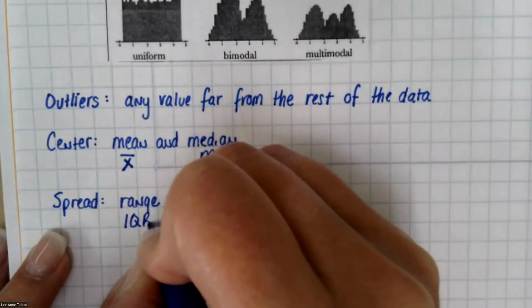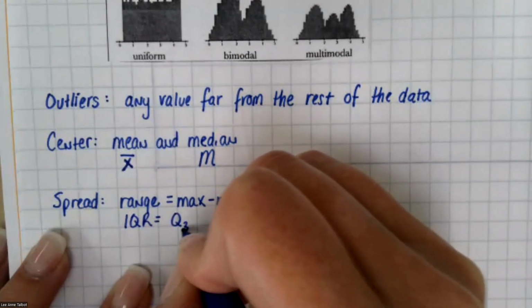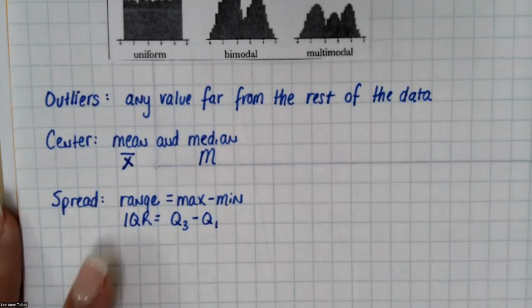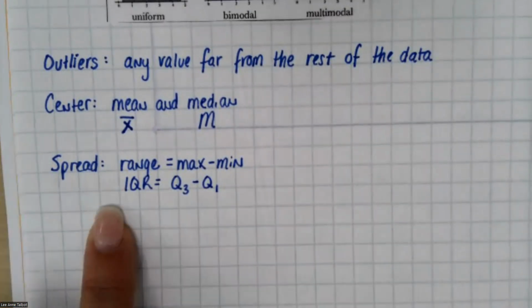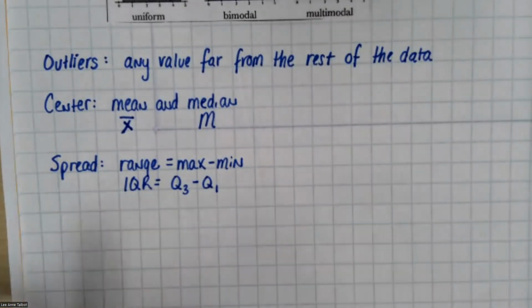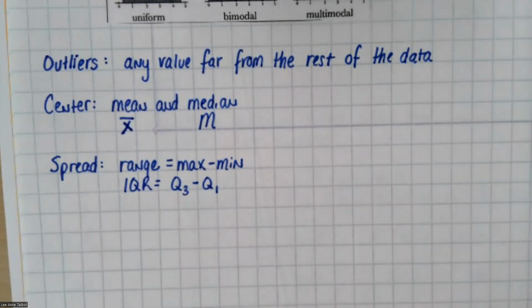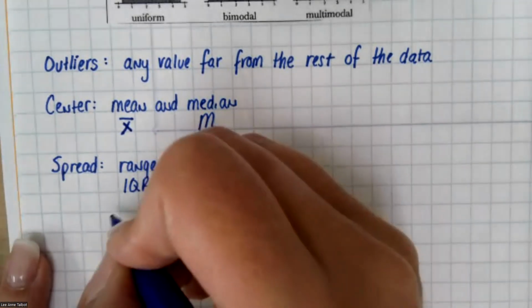IQR, which is quartile 3 minus quartile 1. Does that sound familiar to you guys? Interquartile range. Okay, it doesn't have a fancy symbol either. It's just IQR. And then standard deviation.